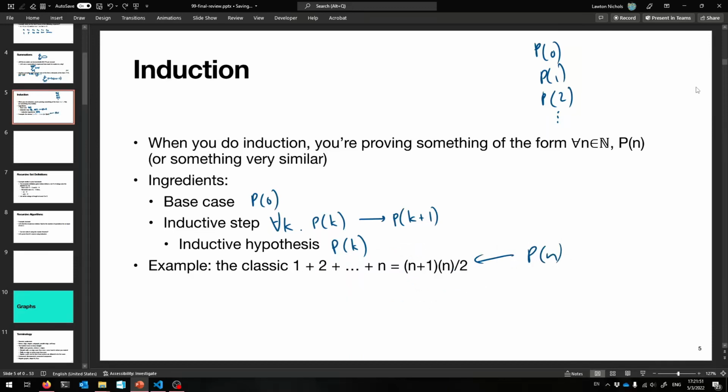So that's what we want to show is true for every n. It's true if n is 1. It's true if n is 2. If n is 3. Yeah? So let's prove it.